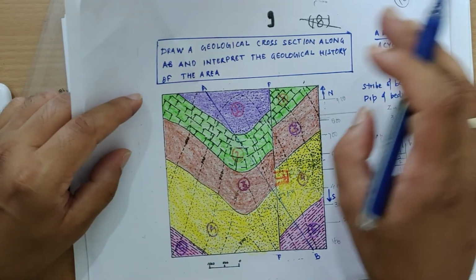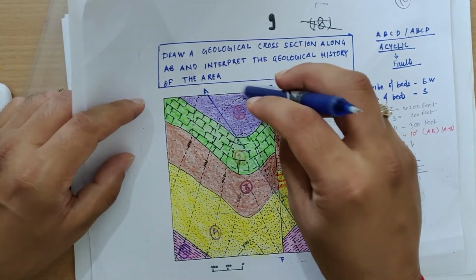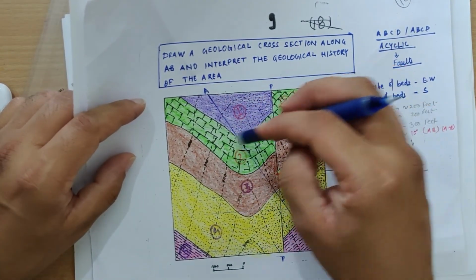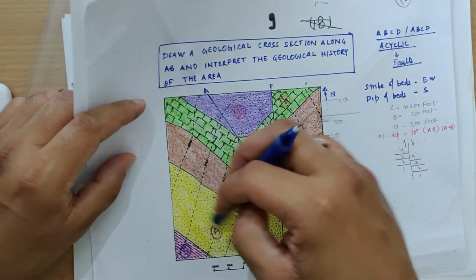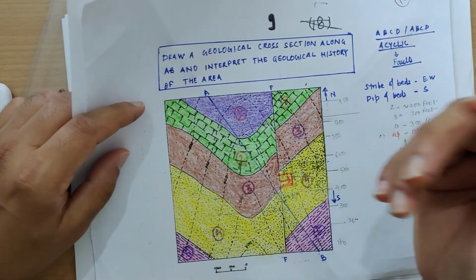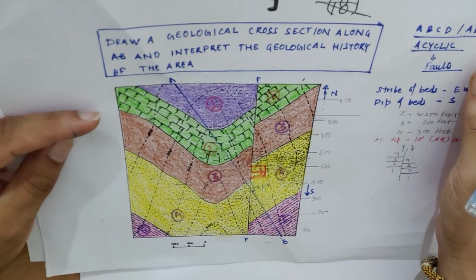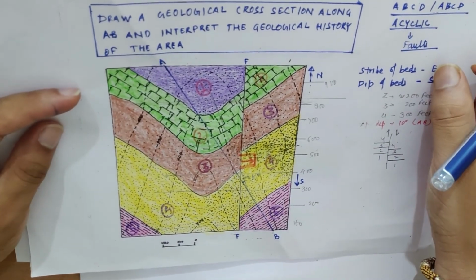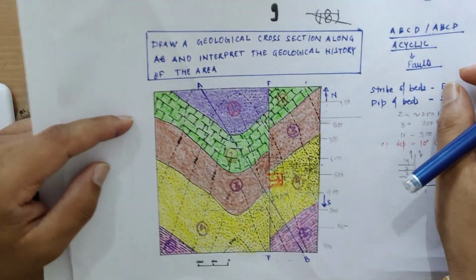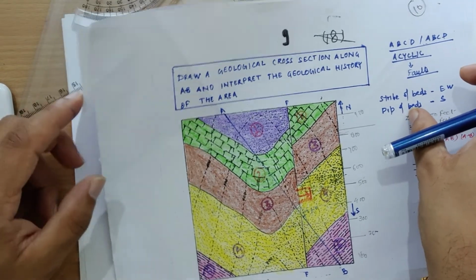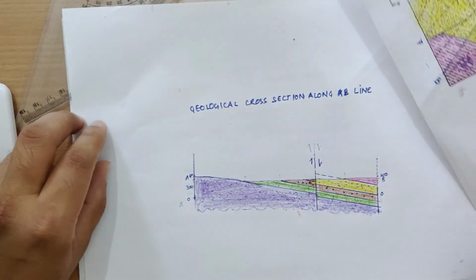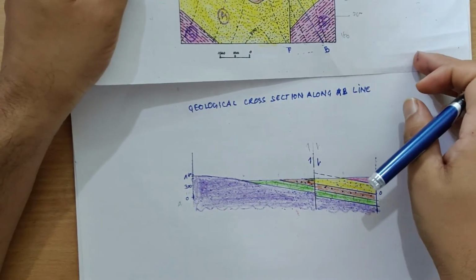So we can summarize, bed number 1 was deposited unconformably over a known basement, followed by conformable deposition of beds 2, 3, 4 and 5. Then the area was uplifted, tilted and faulted, and of course eroded to form the present day topography. So today we have done this map. This is the cross section for this particular map.